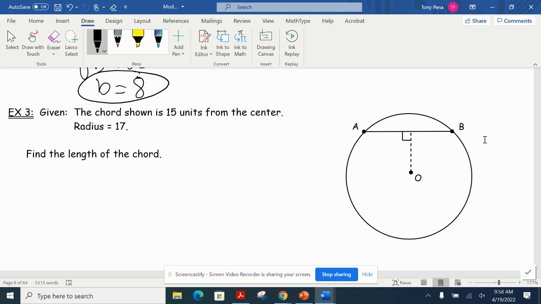So this is one of the things when we always talk about the distance from the center to a chord is always the perpendicular segment from the center up to it. So when this says the chord is 15 units from the center, here's the chord, here's the center, it's always that perpendicular segment. So this here has to be a 15.